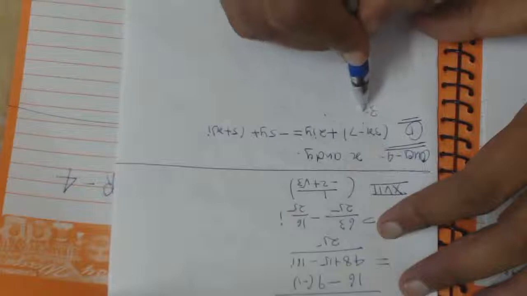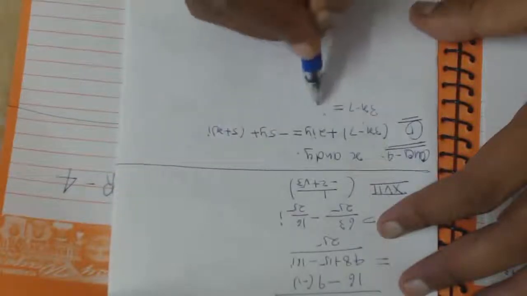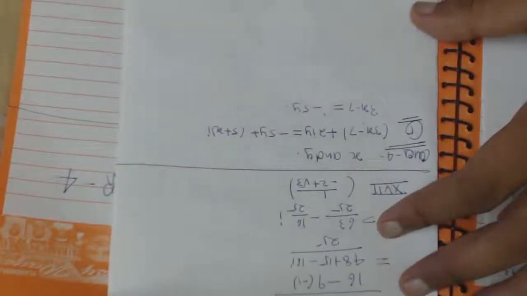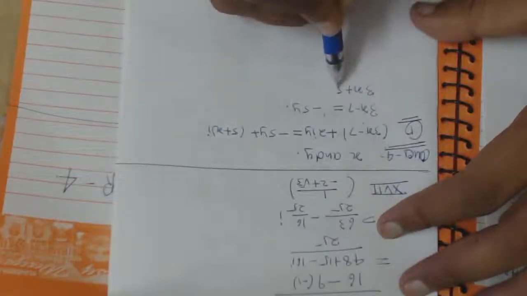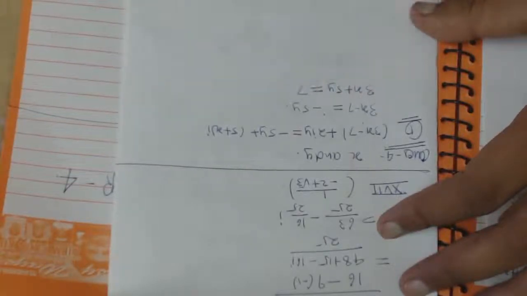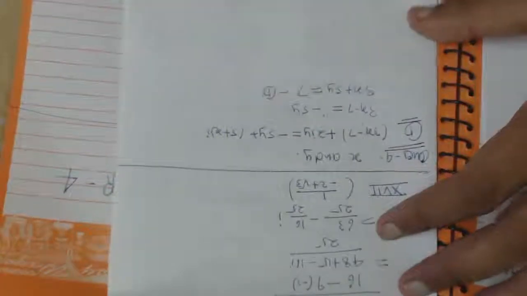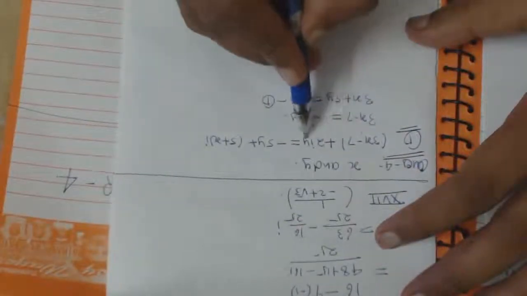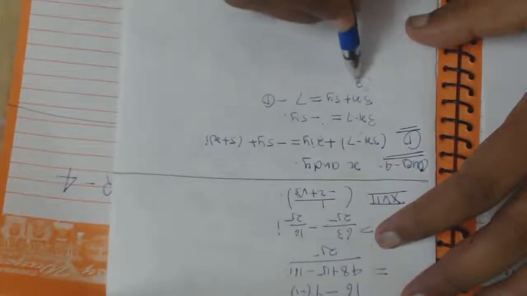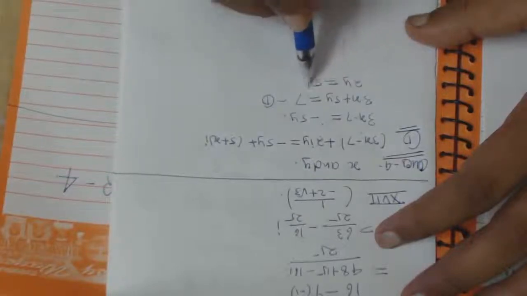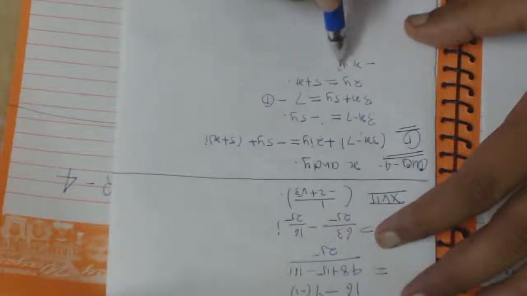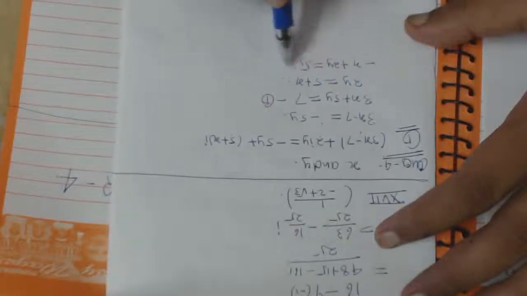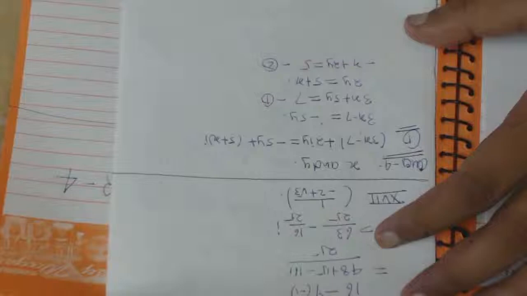So on comparison, this 3x minus 7 is equal to minus 5y. So minus 5y comes over here, 3x plus 5y will give you 7. This is equation number 1. This 2y is equal to 5 plus x. Now minus x over there, minus x plus 2y is equal to 5. This is equation number 2.